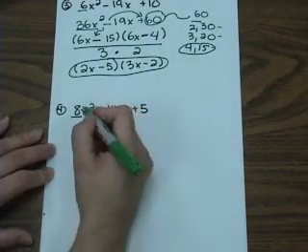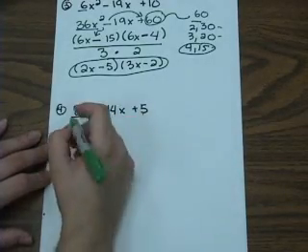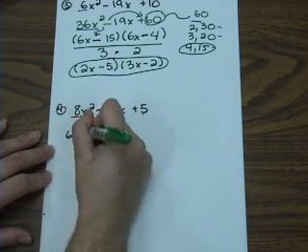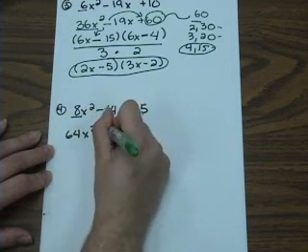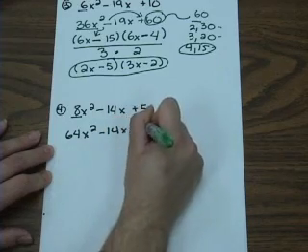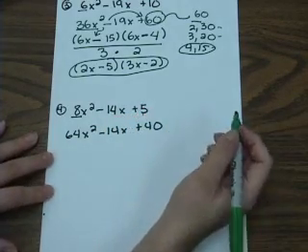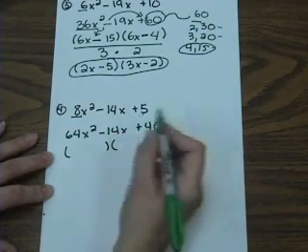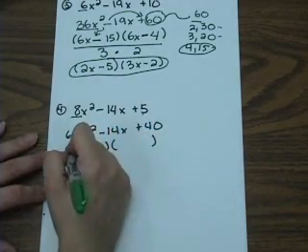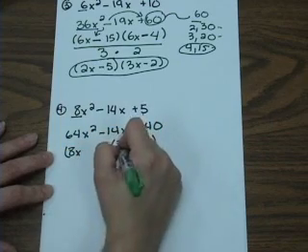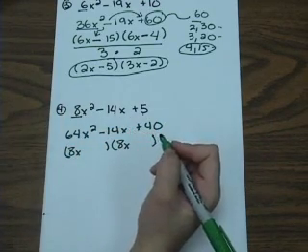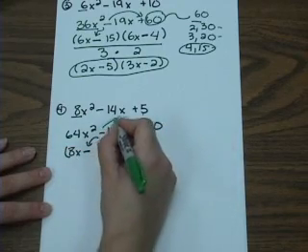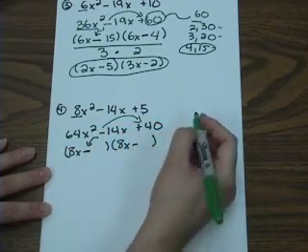Again, first step is to multiply the first and the last term. So I get 8 times 8, which is 64, x squared, minus 14x, plus 40. The next step is to write our parentheses. The square root of 64x squared is 8x, 8x. The next step is to bring down a first sign, which is minus. A minus times a plus is also a minus.